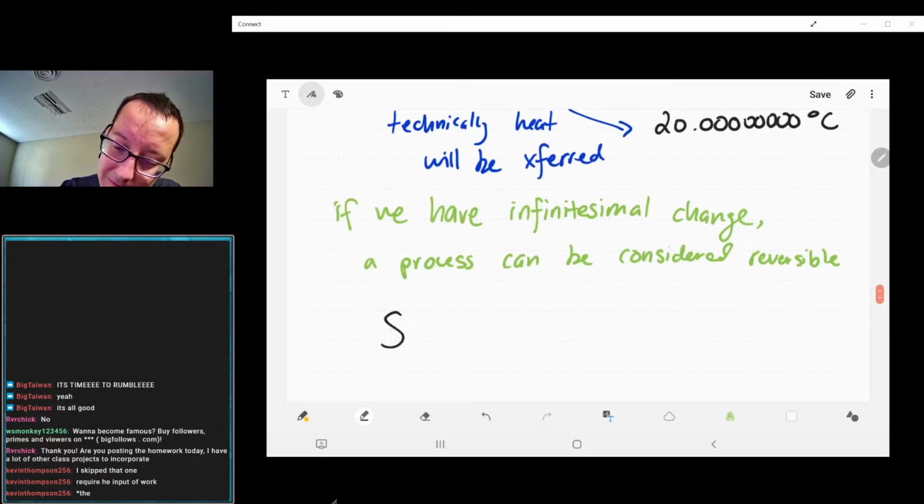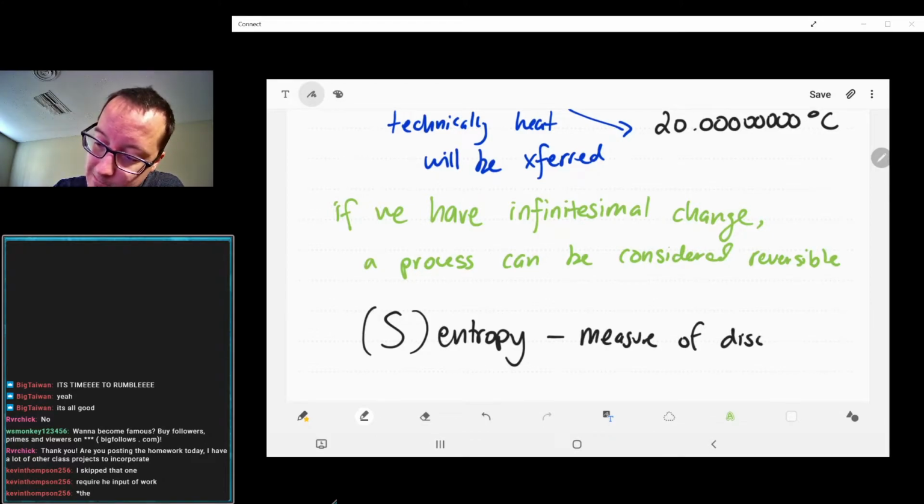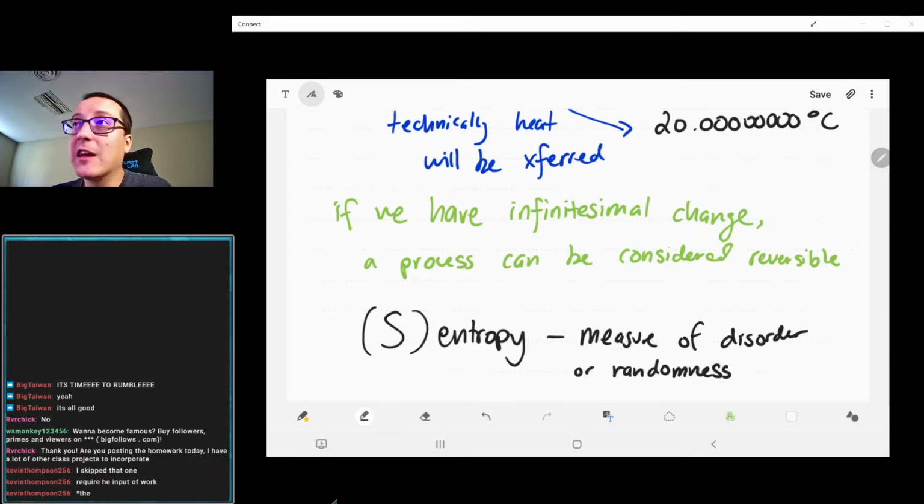So entropy, again, S. We're going to talk about it in detail today. It's going to be an important new concept that we talk about in thermodynamics. But suffice it to say, at the most basic level, it is a measure of disorder or chaos, or randomness. And we're going to see how we can relate this to these processes.